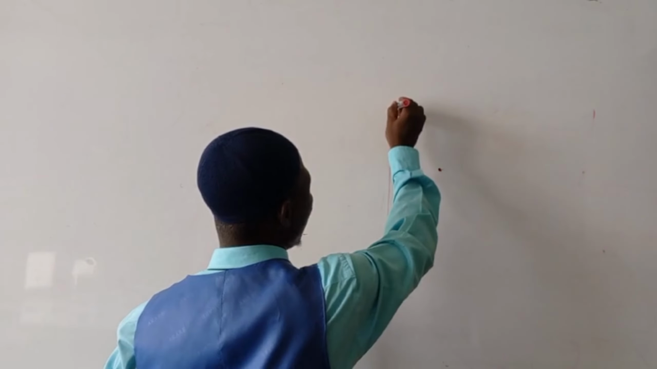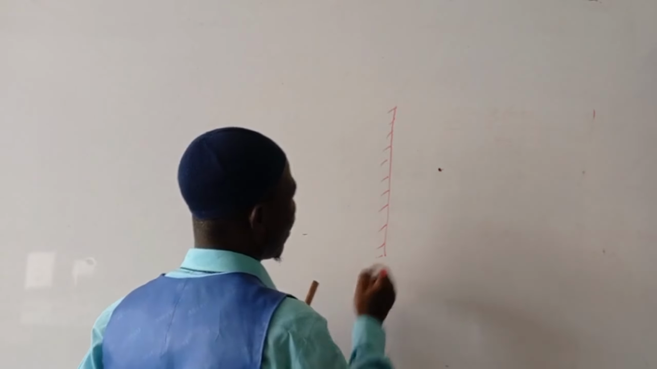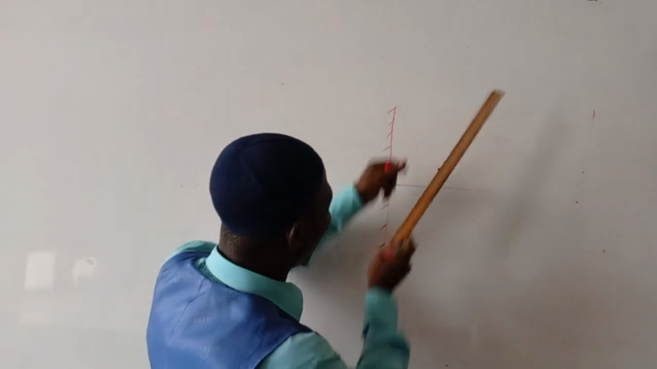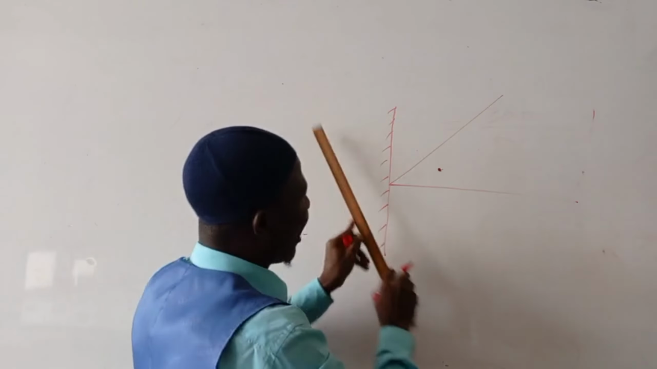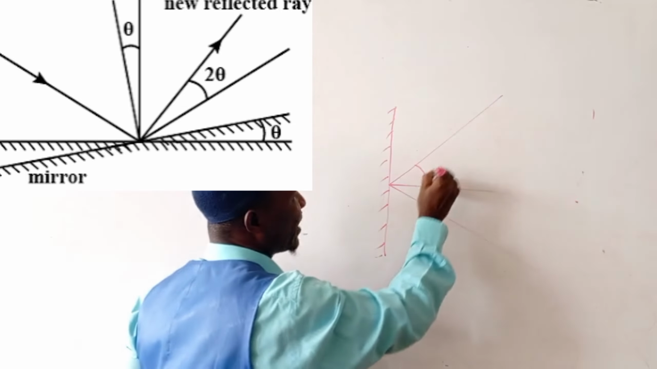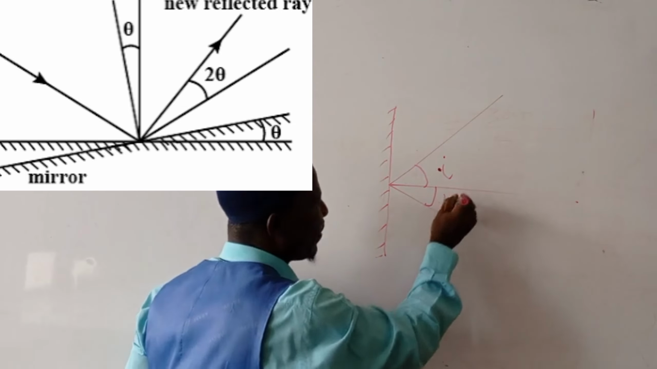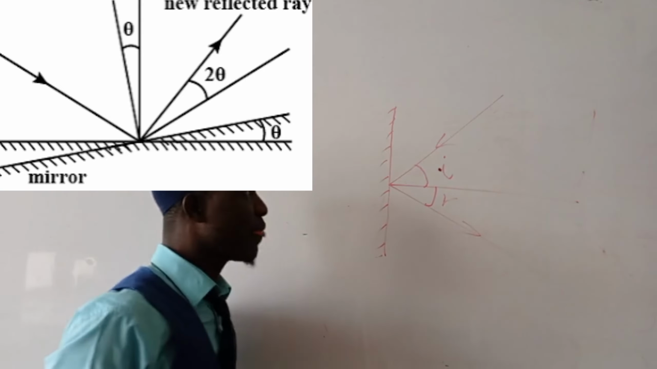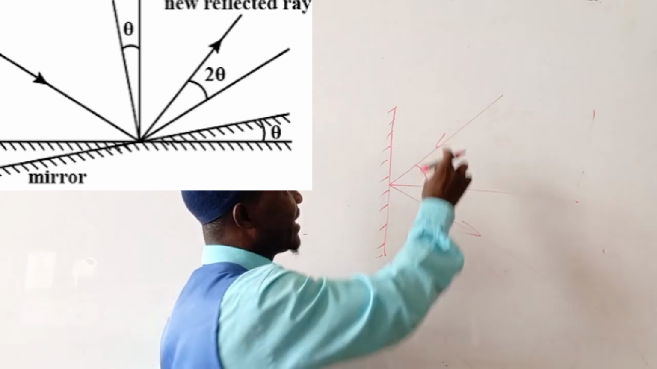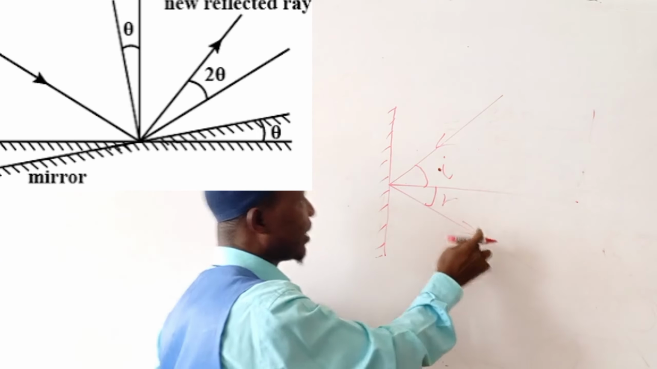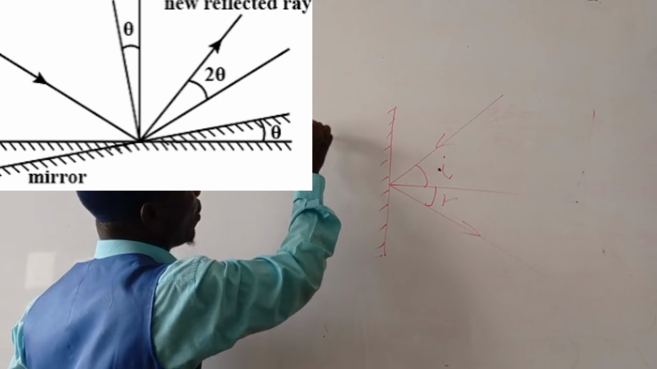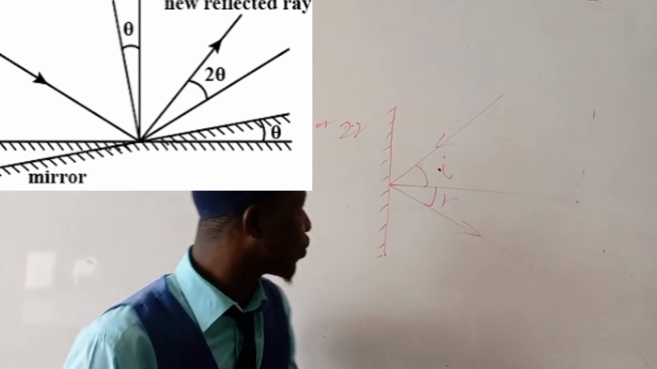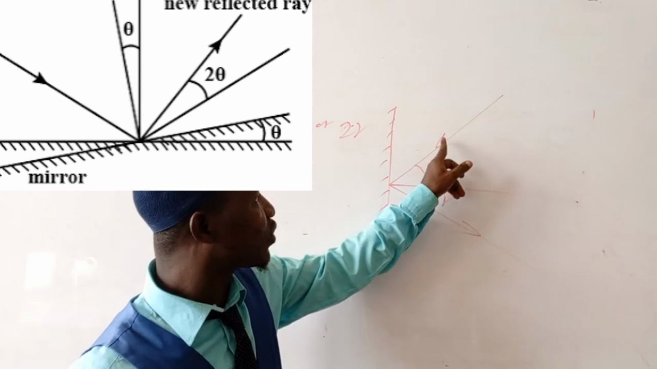Now, the next one is rotating a plane mirror. Then we have the normal, like this. If there is an angle of incidence, then we have reflection. So this is the angle of incidence I, and this is the angle of reflection R. This is the incident ray and the reflected ray. The total angle between the incident ray and the reflected ray will be either 2I or 2R. Don't forget that we said the angle of incidence is equal to the angle of reflection.